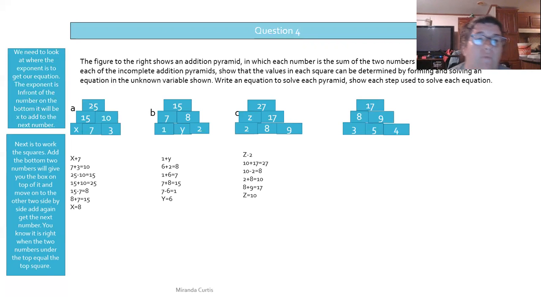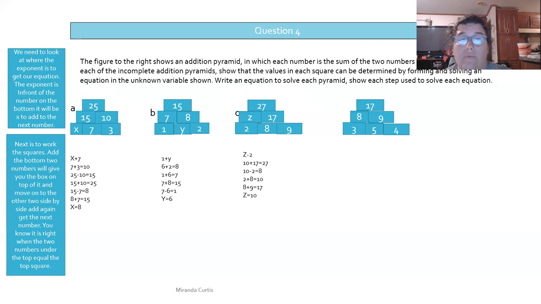did that. Okay. We need to look at where the exponent is to get our equation. The exponent is in front of the number on the bottom. It will be x to add to the next number. Okay, you look at A, x is in front of 7. Okay, so we're gonna have x plus 7 is our equation.